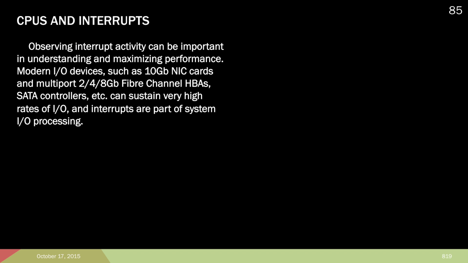Observing interrupt activity can be important in understanding and maximizing performance. Modern I/O devices such as 10 gigabit NIC cards and multi-port 2, 4, 8 gigabit Fibre Channel HBAs, SATA controllers, and so on can sustain very high rates of I/O, and interrupts are part of the system I/O processing.